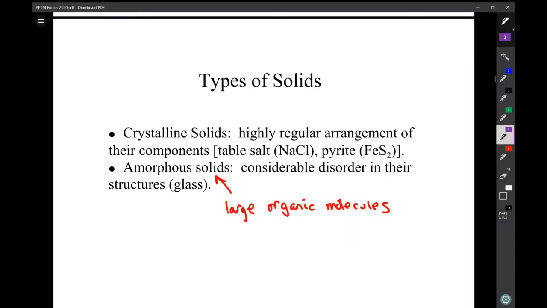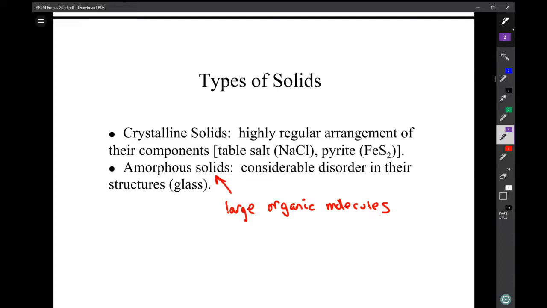A crystalline solid is just a regular arrangement of its components. It's like regular table salt, which makes cubic crystals. Sugar, you have sugar crystals. Yes, even solid water can form a crystalline solid. So most of the solids you see are some sort of crystalline solid.